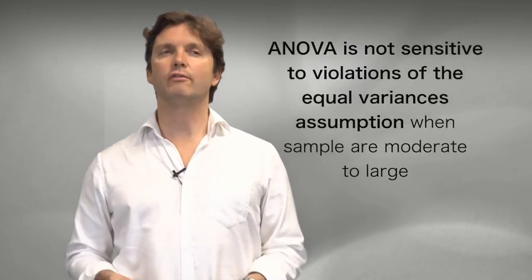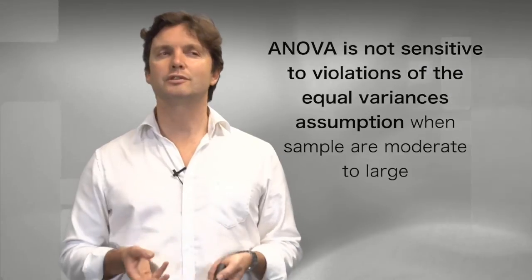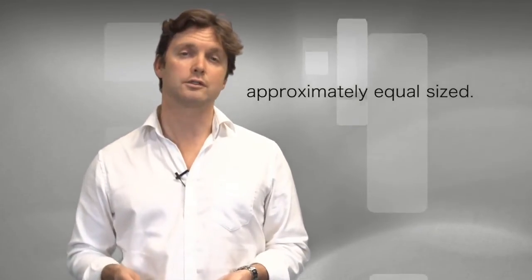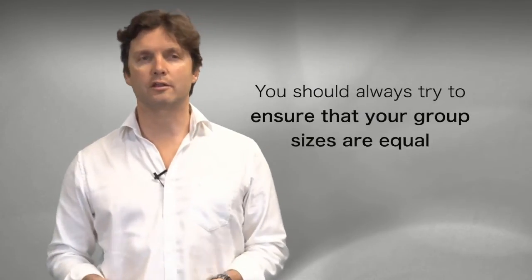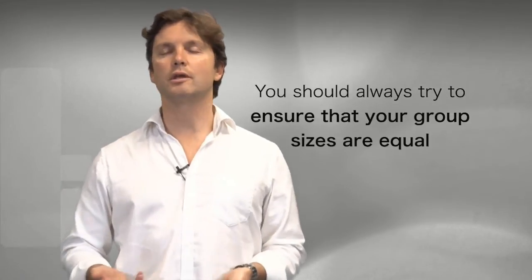ANOVA is not particularly sensitive to violations of the equal variances assumption when the samples themselves are moderate to large and approximately equal sized. So therefore, when designing your study, you should always try, if you can, to ensure that you get reasonably equal group sizes.